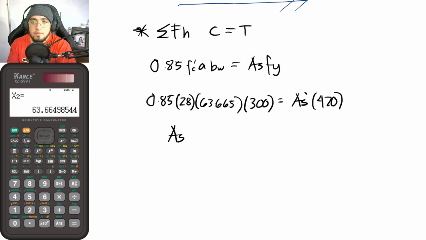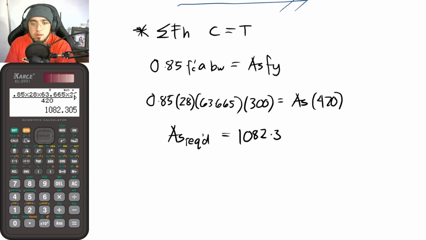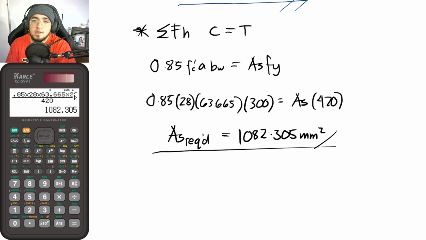By the way, this AS here is now our AS required. So this is now equal to, so going back to my calculator, that is now 0.85 times 28 times 63.665 times 300 divided by 420. So this is now equal to 1082.305 millimeter squared. Okay, so this is now our AS required.